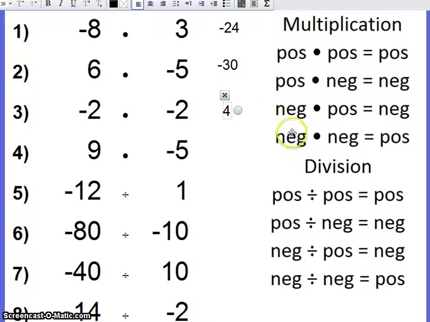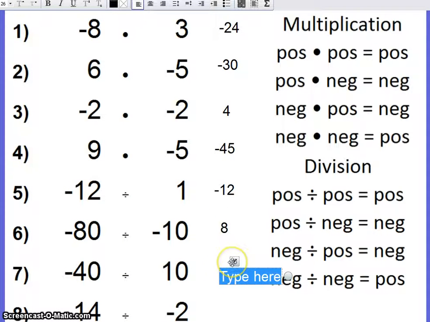2 times 2 is 4. And a negative times a negative is a positive. 9 times 5 is 45. And a positive times a negative is a negative. 12 divided by 1 is 12. And a negative divided by a positive is a negative. 80 divided by 10 is 8. And a negative divided by a negative is a positive.